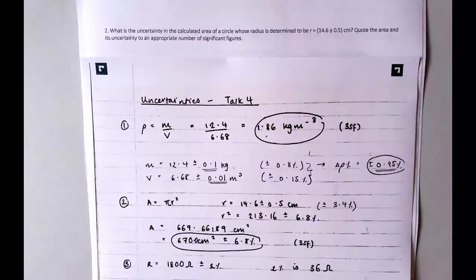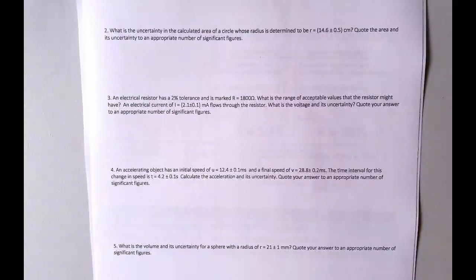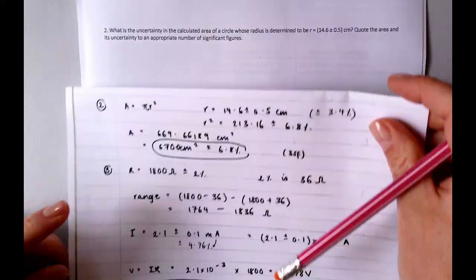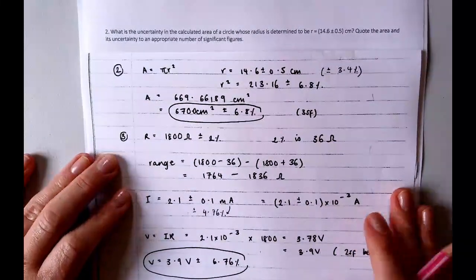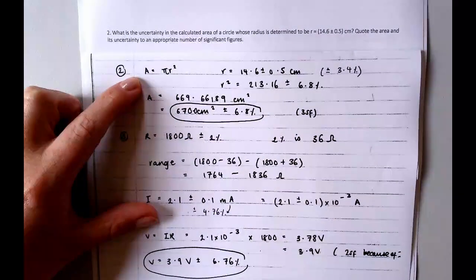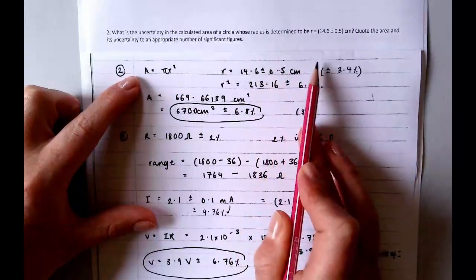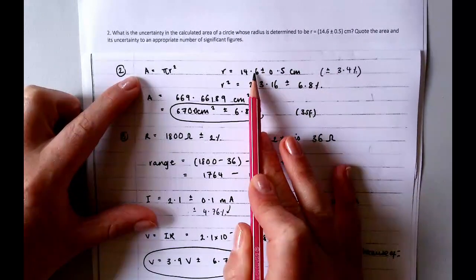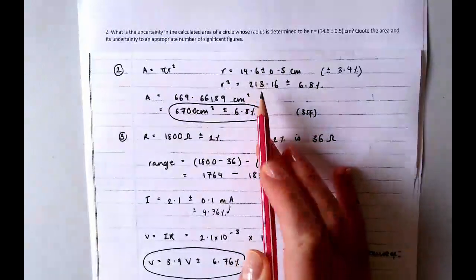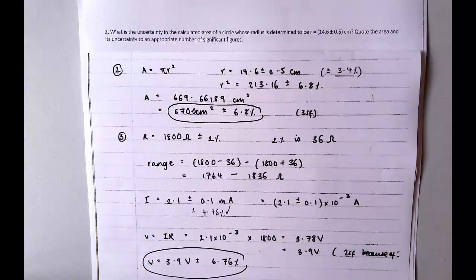So question 2, what is the uncertainty in the calculated area of a circle whose radius is to be determined? Quote the area and its uncertainty as well. So let's have a look at number 2. You should know from maths that the area of a circle is pi r squared. We are given the radius of the circle and its absolute uncertainty, 0.5 out of 14.6. Multiply that by 100 gets me the percentage uncertainty of 3.4%.